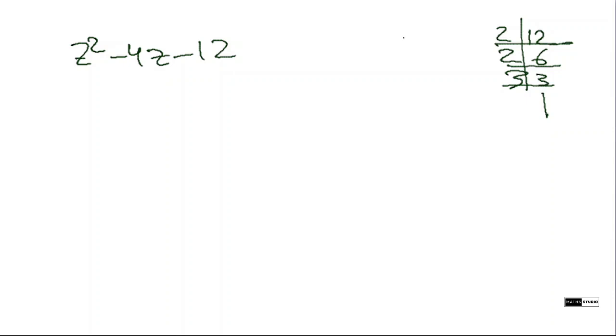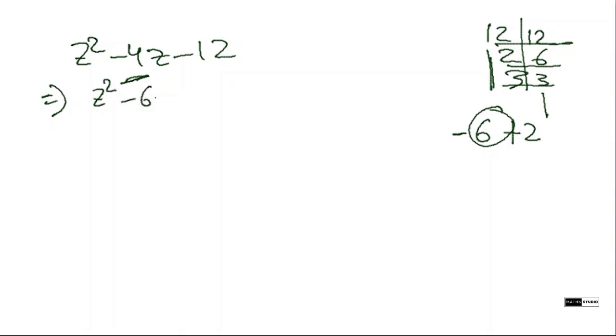It could be anything, say 3 2s are 6 and 2. So what will happen? Overall we need minus 4z. So the groups will be 6 and 2. Minus 6 plus 2 will give me minus 4. And minus 6 into 2 will give me minus 12. So both the conditions are getting satisfied. So we'll write z square minus 6z plus 2z, so that overall I get minus 4z minus 12.